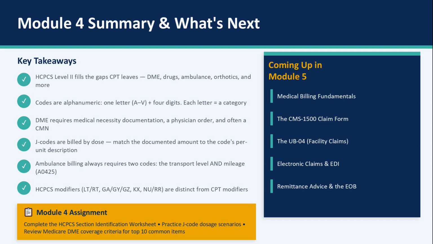Module 5 is next, and it's one students always get excited about because we finally put it all together. We're covering medical billing, the CMS 1500 claim form, the UB04 electronic claims, and the explanation of benefits. See you there!